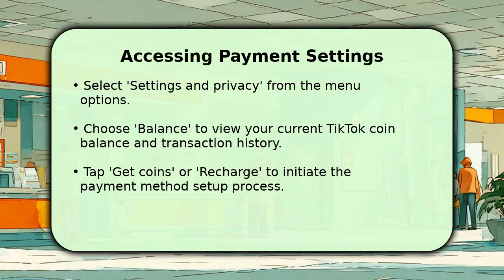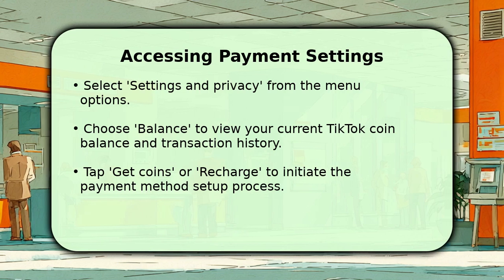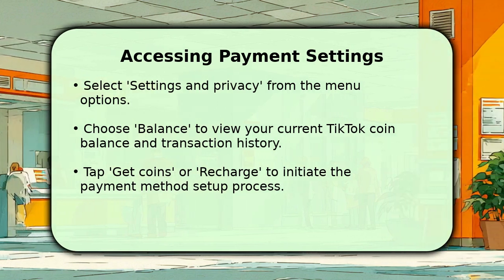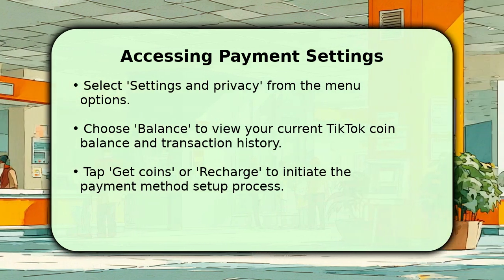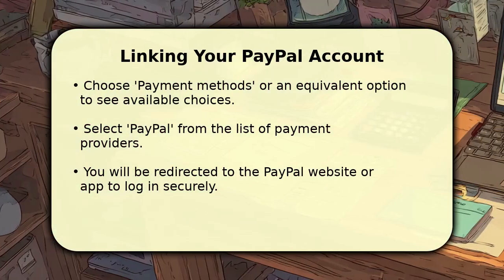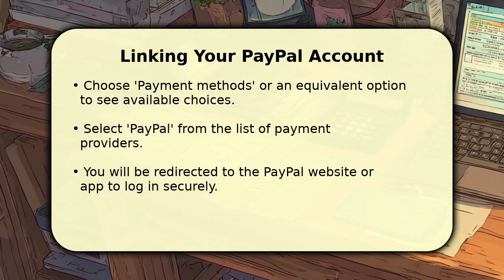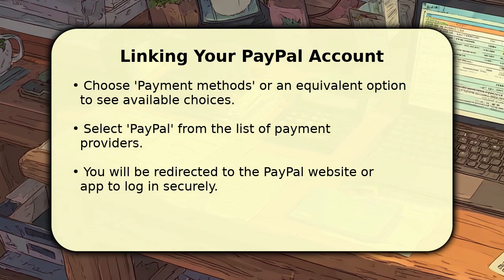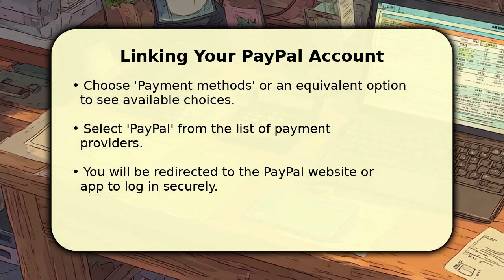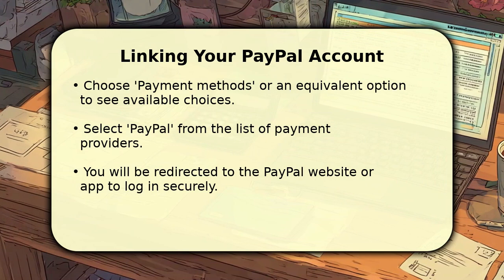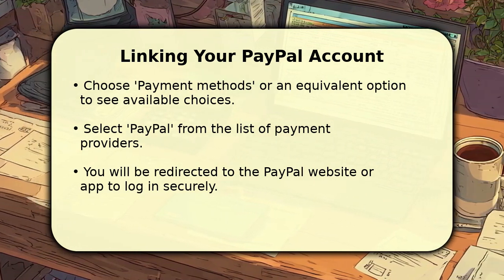To add a payment method, including PayPal, you will then tap on Get Coins or Recharge to proceed to the next step of the process. Now, you will see an option labeled Payment Methods or something similar. Tap on that to view your choices. From the list of available providers, select PayPal as your preferred method.